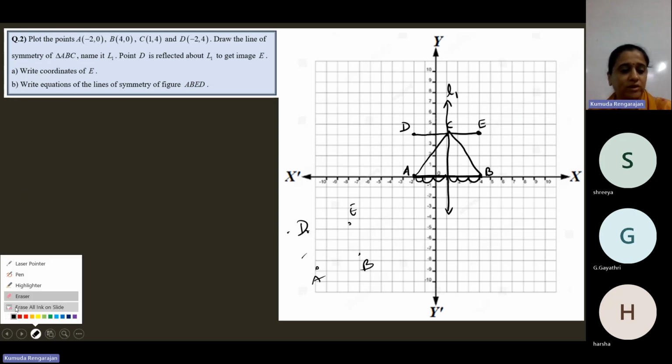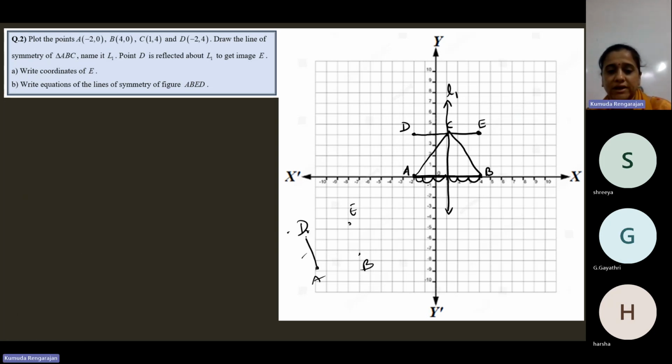Okay, so go in the clockwise or anti-clockwise direction. A, D, E, B like this. Now when you count, this is the rectangle. It's a rectangle because it has 6 units here, but it has only 4 units here. So it's a rectangle. Okay?